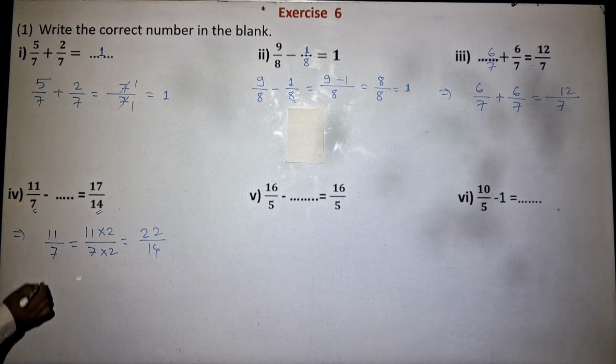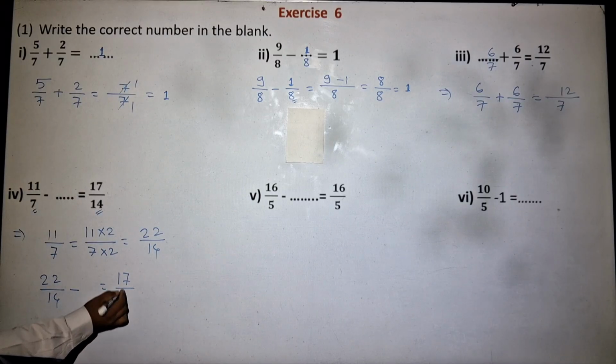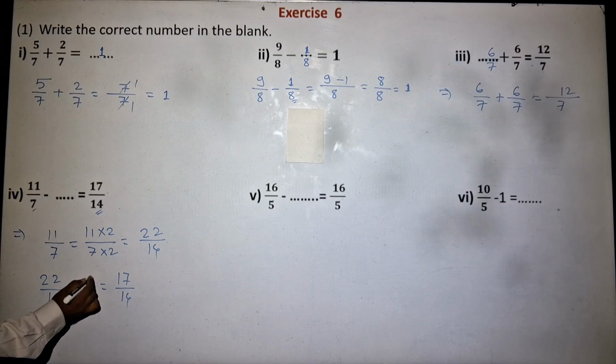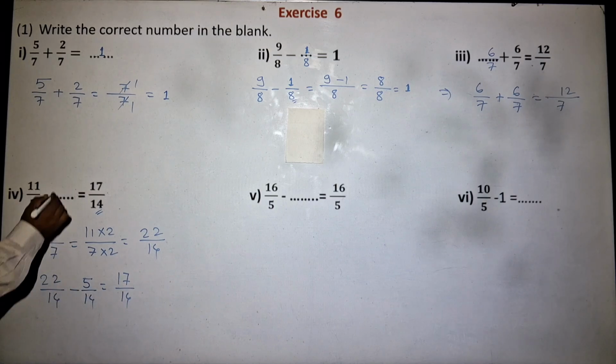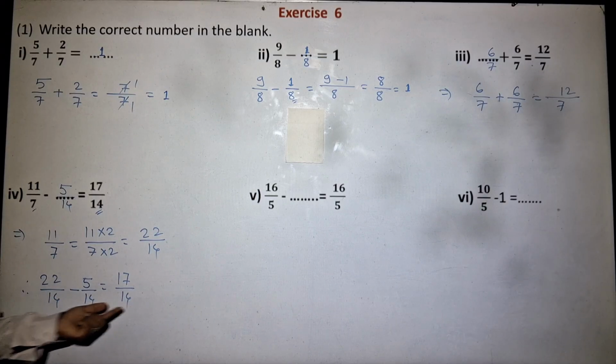Tell me which number is subtracted from 22/14 to get the answer 17/14, because 22/14 and 11/7 are equivalent fractions. So easy. If we subtract 5/14, yes, 5/14, the answer is 17/14. That means the answer is 5/14. How to calculate this? We first take the base as 14, then we find this number.